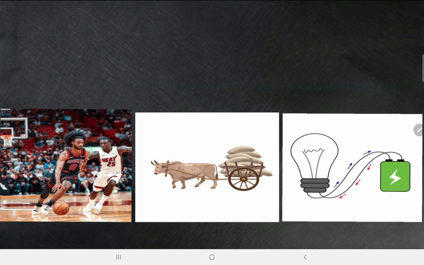And we have this battery. Look at this. This is a battery which is trying to glow a bulb. Okay. Because of this battery only this bulb is glowing. What do you think these three situations have in common? If you think for it, the answer is energy.